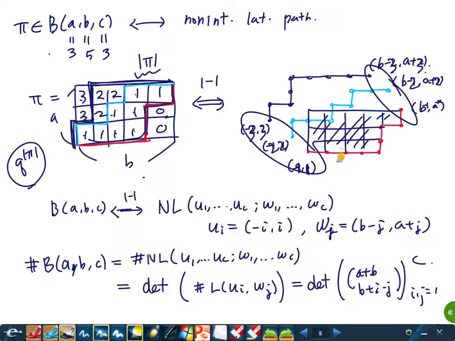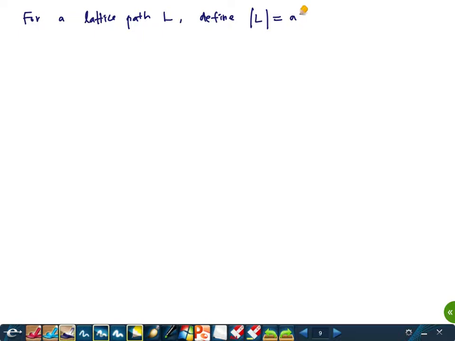And the second layer, 1, 2, 3, 4, 5, will be computed if you compute the area above this path. Similarly, the last one, this 3, 3, will be counted over here. So the cardinality or the size of this plane partition is the sum of these areas. Okay? So it is reasonable to define the weight, let's say absolute value of L, as the area of this region.